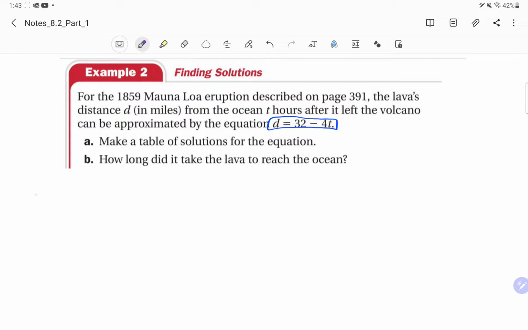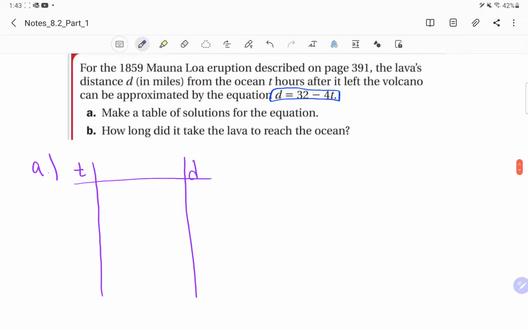So here's my table for part A. I'm going to have a column for T. I'm going to have a column for D. Okay, and I'm going to put a little space between them. And I'll tell you why in a second. Okay, so I'm going to make this table and go from here.